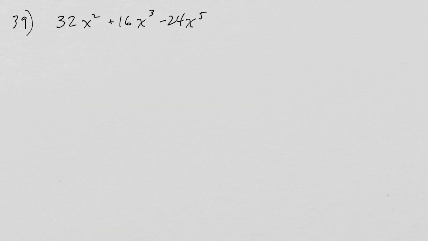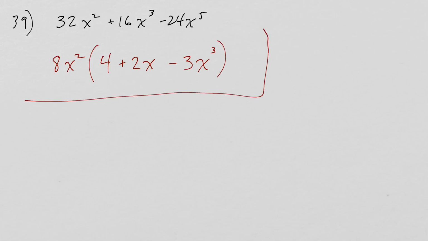All right, in this problem, I can see that there's an 8 common to every one of those numbers, and we have at least an x squared in each of those terms. So we'll factor that GCF out. That's going to give us a 4 for the first term, a positive 2x for the second, and a minus 3x cubed. This won't be factorable because our variables skip, so we're done.